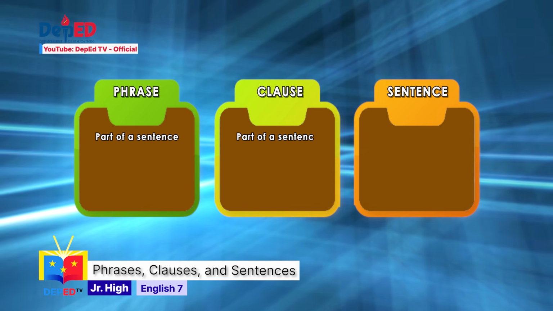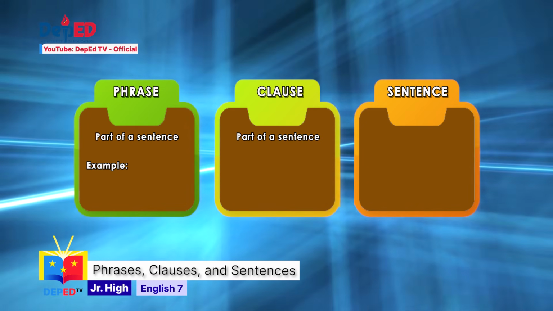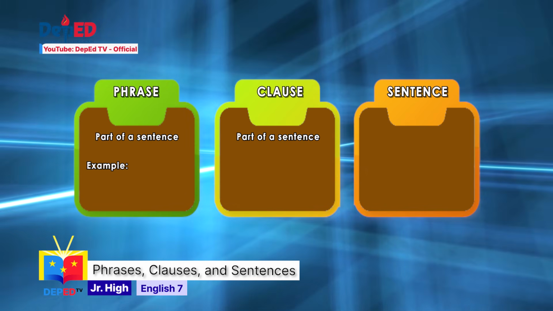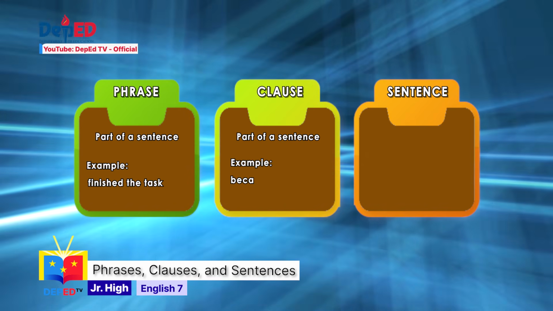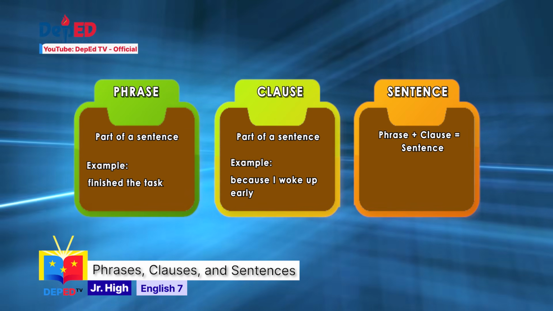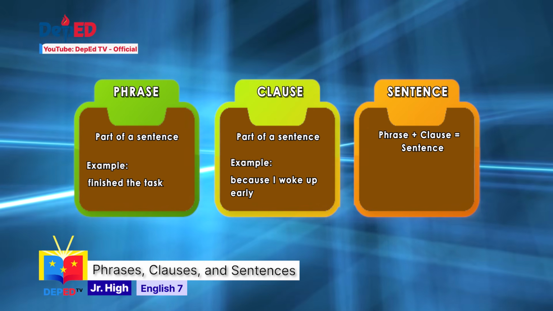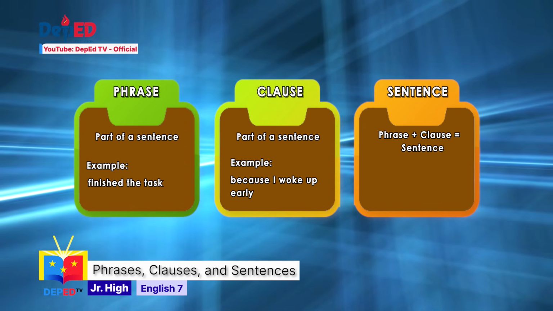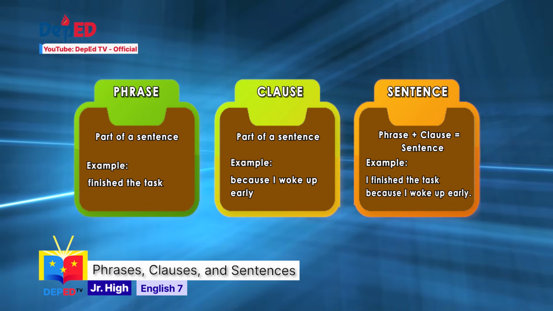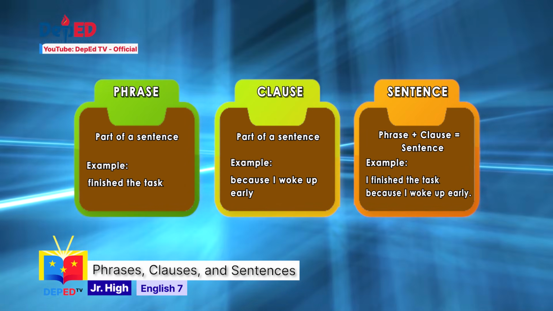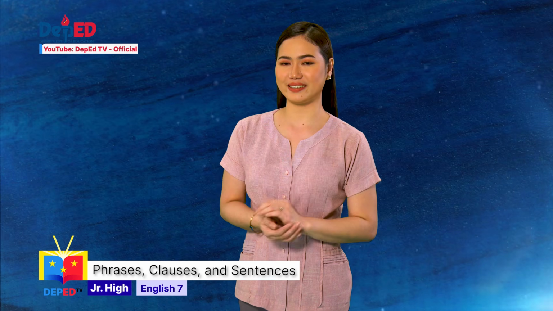Phrases and clauses are all parts of a sentence. Study the following samples. For a phrase, the sample is finish the task. For a clause, the sample is because I woke up early. Now take note that a sentence is made up of phrases and clauses. Let's combine the samples we have for the phrase and the clause to come up with a complete sentence. I finished the task because I woke up early. There you have it, class.